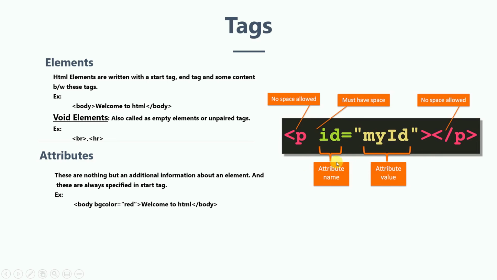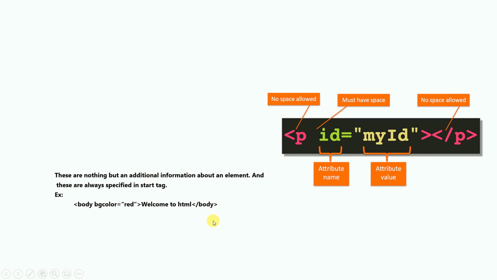We'll see these kinds of attributes in CSS. In HTML, we have very few of these attributes. We'll learn in further sessions. So this is about tags, elements and attributes. Let's see how to run a sample program like this.